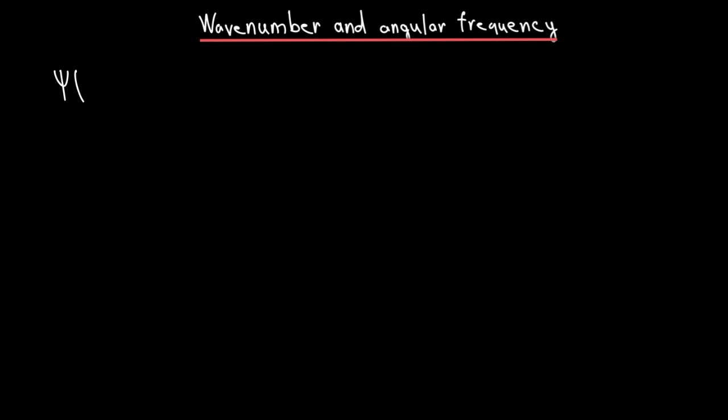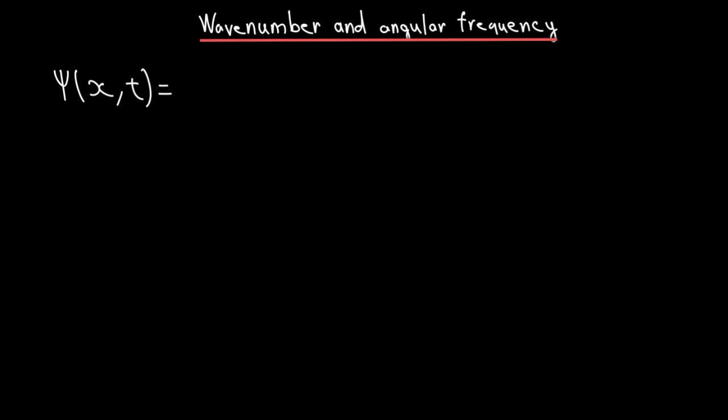So we have a function psi that depends on the horizontal position. So here we're only looking in one dimension. So x, and also on time, because a traveling wave moves both in space and time. So it is a multivariable function.